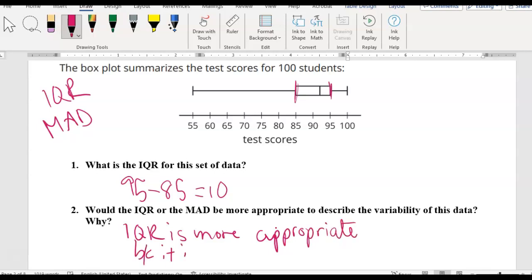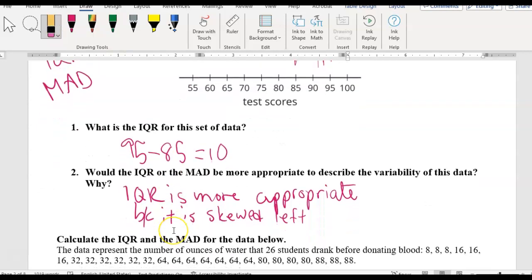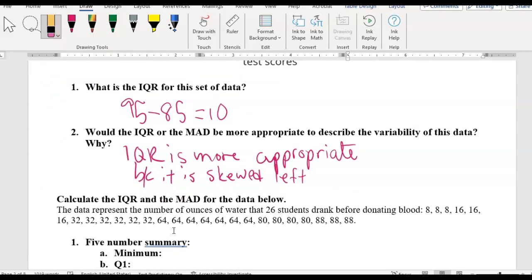because it is skewed left, right? 50% of the data is above 92-ish, right? And 75% of the data is above 85. So these pieces out here are going to pull that data down in terms of our mean, which means that the IQR is a more appropriate measure of variability.